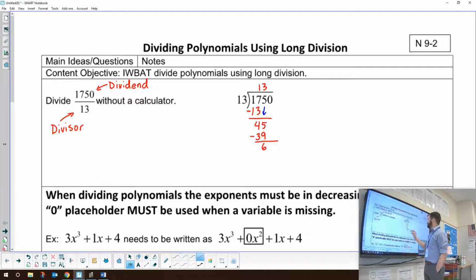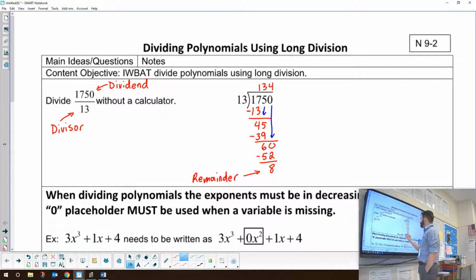And then lastly, I'll bring down this 0 all the way down to the bottom. And we'll be thinking, okay, how many times does 13 go into 60? 13 goes into 60 4 times, okay? So we're going to go 13 times 4 is 52. And change this to a minus. So we go 4 times 13 is 52. 60 minus 52 is 8. So we end up with what at the end is called a remainder.